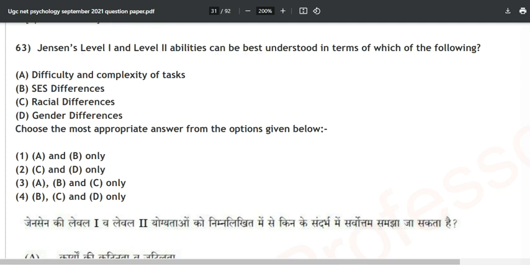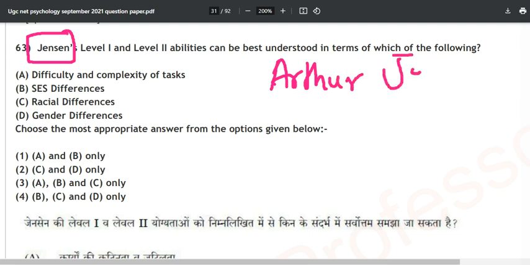Now this is a knowledge-based question and you need to learn some things over here. So what is the correct answer? The correct answer is, apart from the gender differences, he talked about all of these things. Difficulty and complexity of task, pretty obviously, then SES differences and the racial differences as well. So option number 3 is the correct answer. Don't worry, it has never repeated again. It might not repeat again, but just know that this guy is Arthur Jensen.